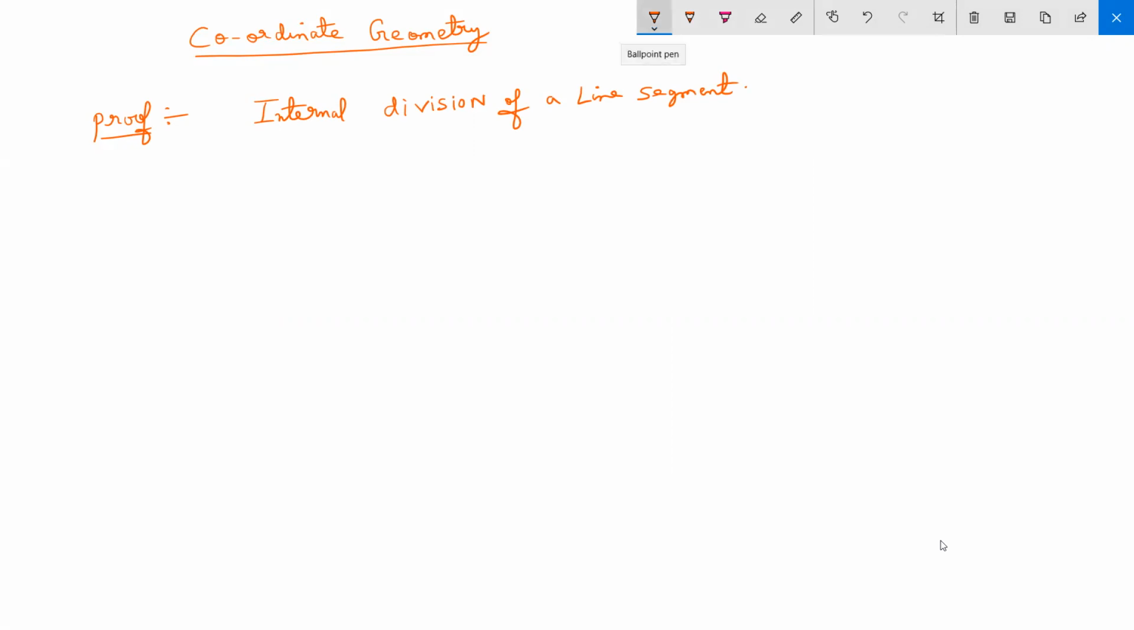So today in this lecture we will see the proof of the formula for internal division. Internal division of a line segment. Now what does this formula tell us?